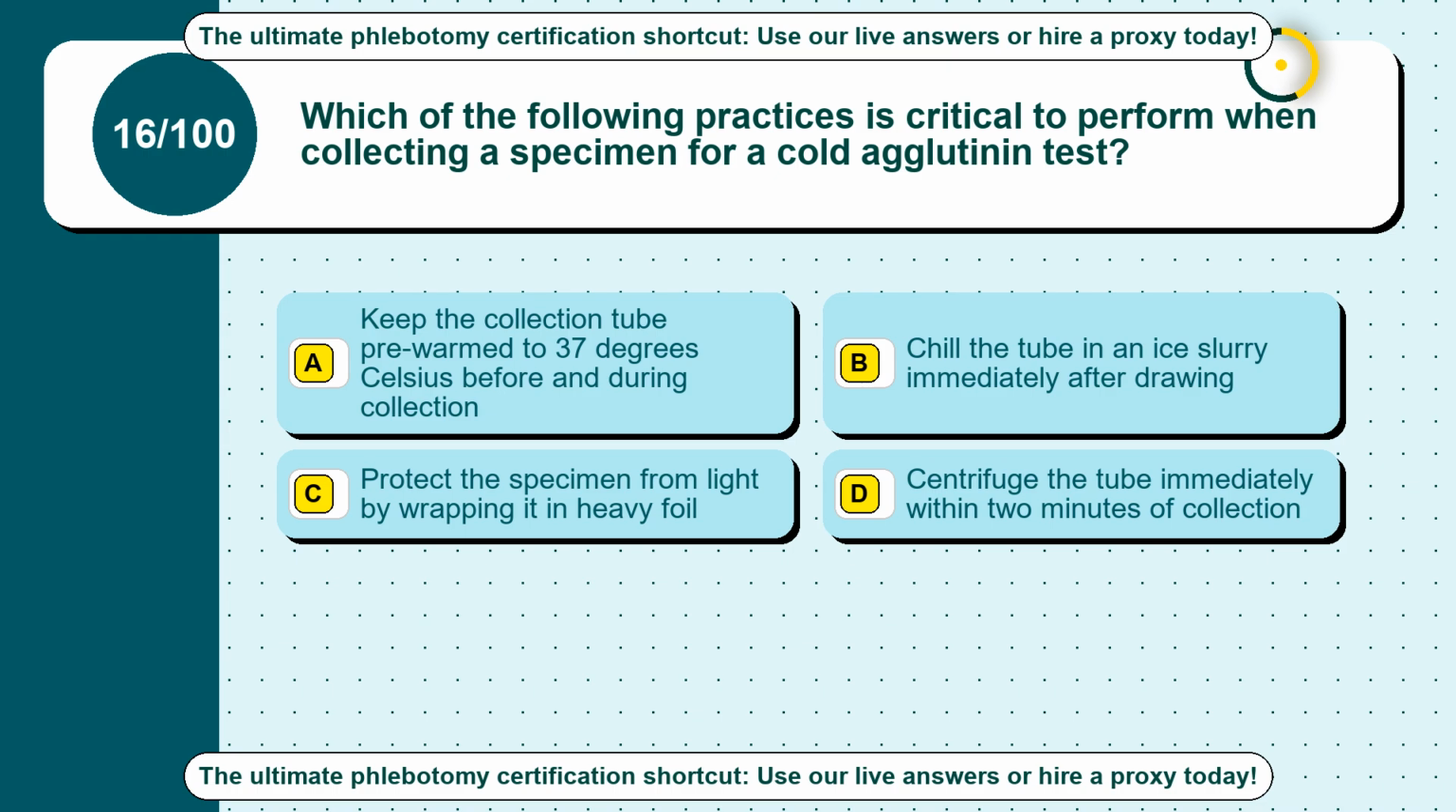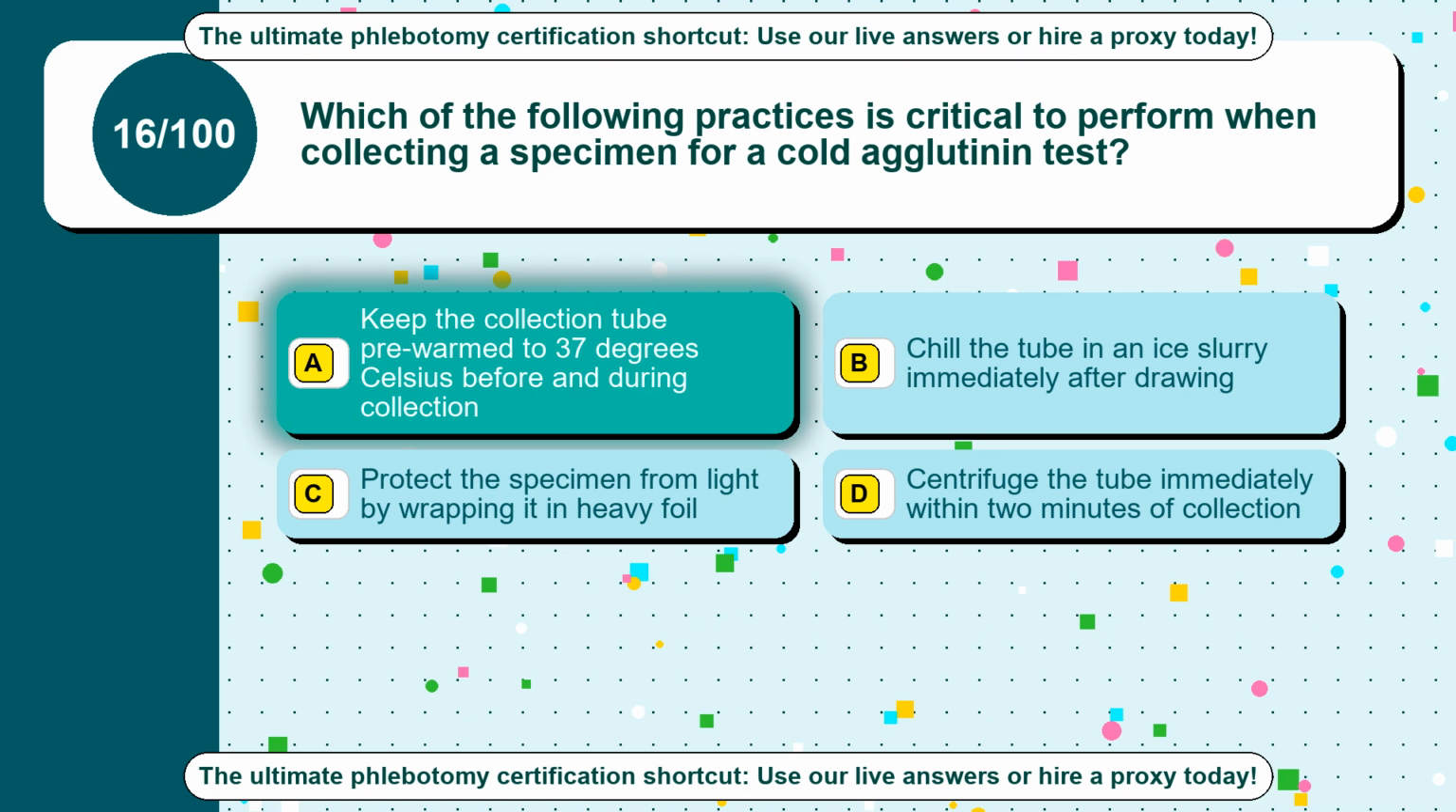Chill the tube in an ice slurry immediately after drawing. Option C. Protect the specimen from light by wrapping it in heavy foil. Option D. Centrifuge the tube immediately within 2 minutes of collection. The correct answer is option A.